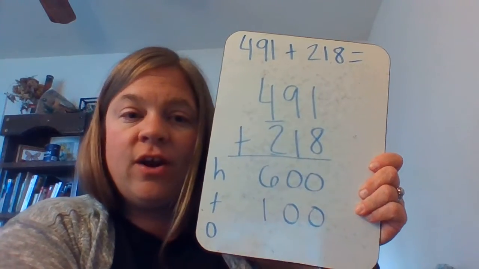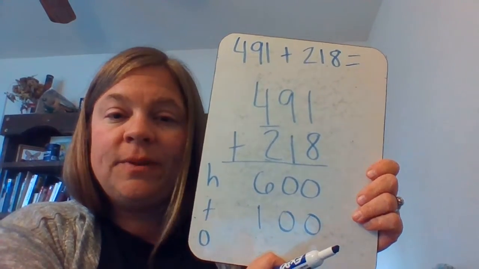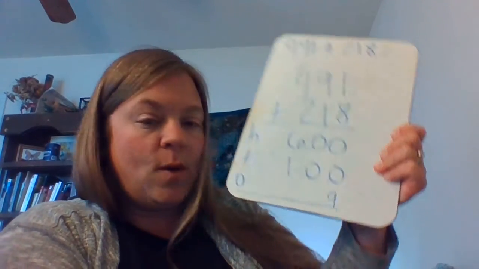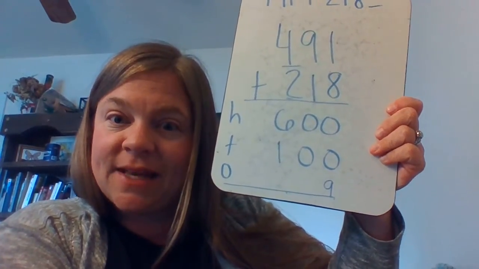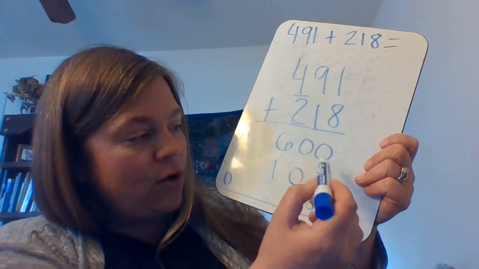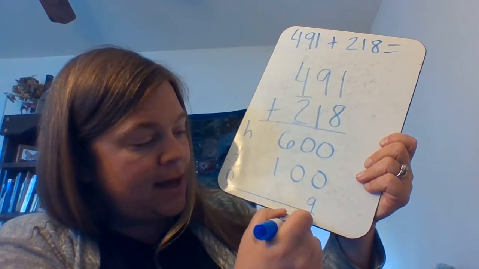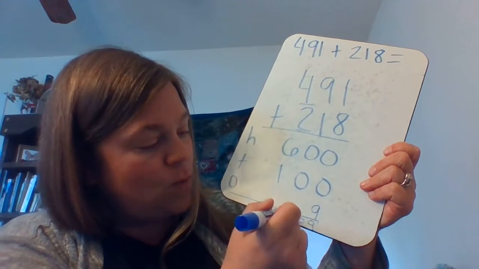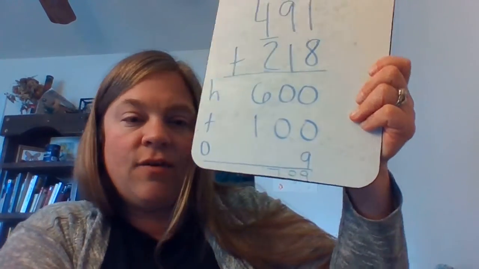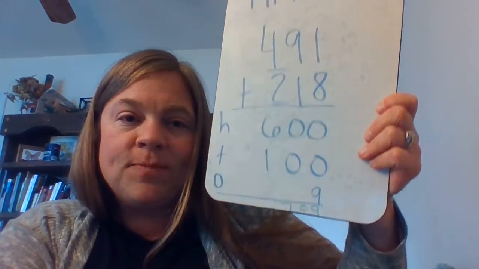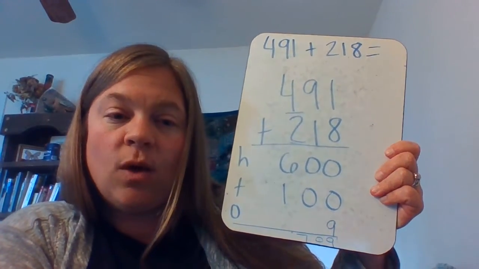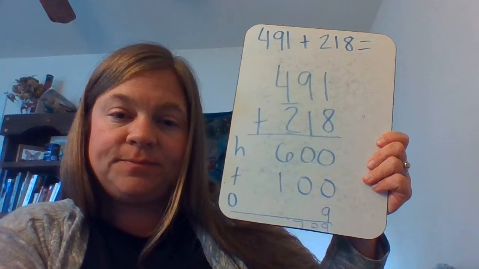And then I'm going to jump over here to my ones place. Then I'm going to see 1 plus 8, which gives me 9. Didn't quite leave myself enough room down there, did I? But that's okay. So now I'm going to go 0 plus 9 equals 9. 0 plus 0 equals 0. And 6 plus 1 equals 7. And although it got a little squished, 491 plus 218 equals 709.